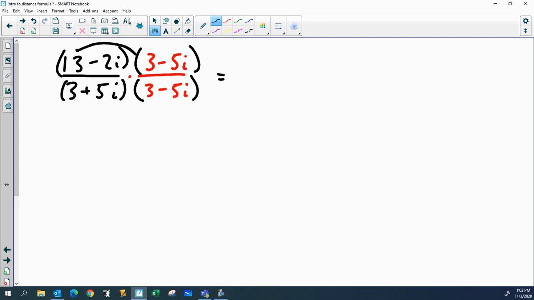So we're going to do 13 times 3, 26, 39. Okay, and then we do 13 times negative 5i, which is minus whatever 13 times 5 is. 65i. And then we do minus 2i times 3 minus 6i. And negative 2i times negative 5i is plus 10i squared.